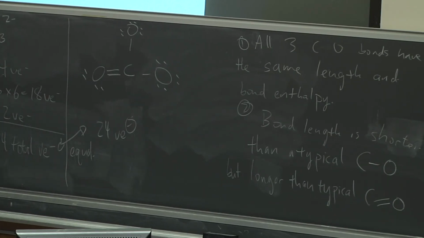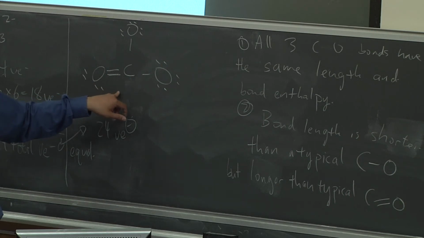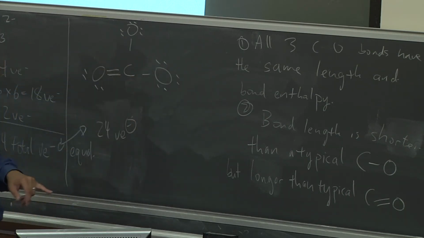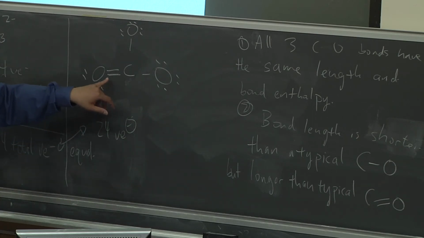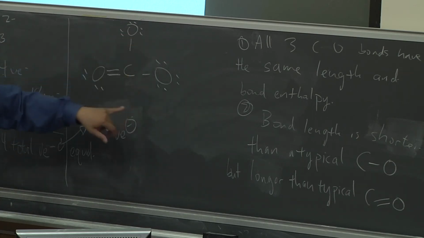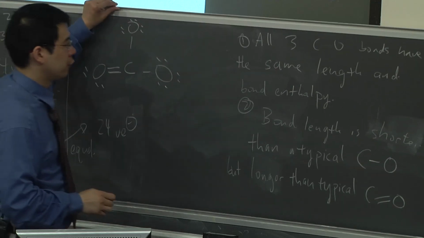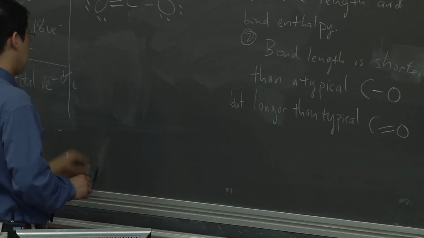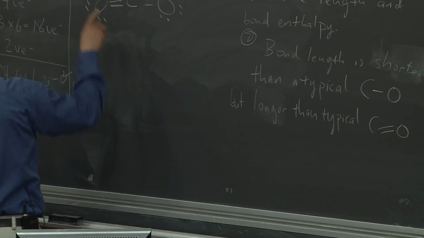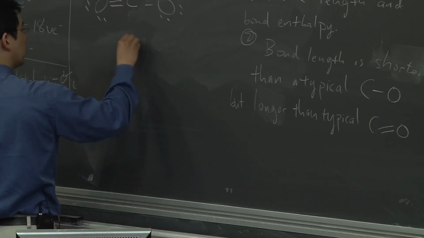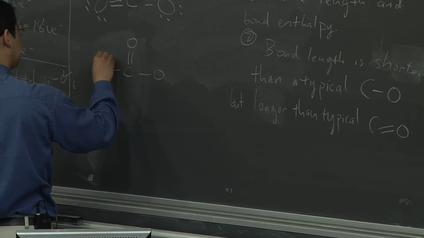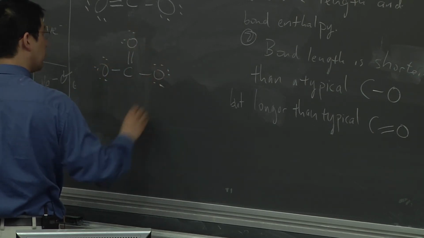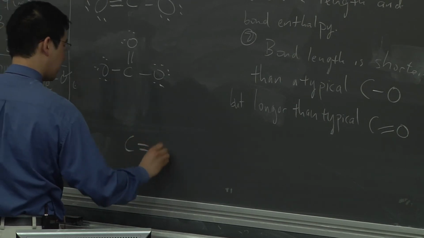And so what that means is when we draw in our double bond, it's not really that there's a double bond between one and the other. It's that all three are the same. And so the way that we draw this is, it could be C double bond there, it could be C double bond here, and it could be C double bond here.